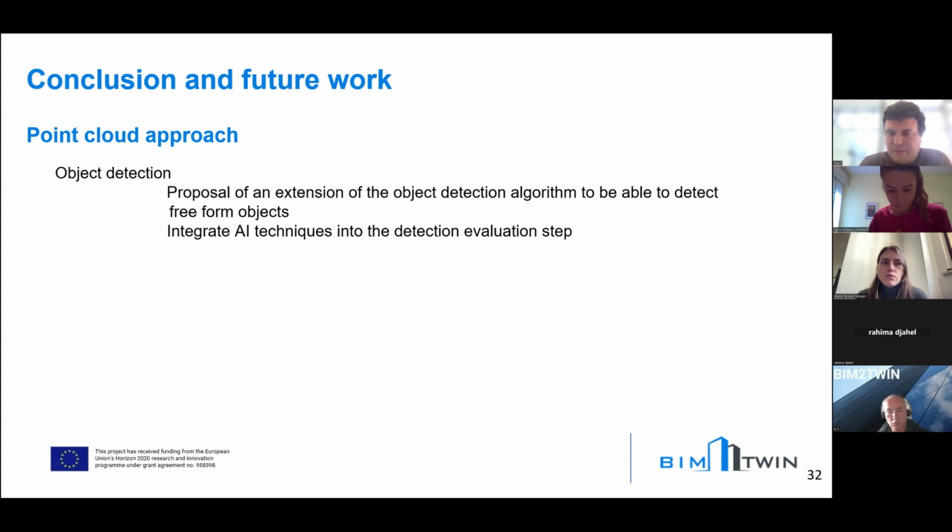For the point cloud approach, our current version of object detection is able to detect columns, walls, slabs, and stairs. We want to propose an extension of this version to be able to detect any free-form object. We also want to integrate AI techniques into the detection evaluation step. When we detect the object, we need to check if the object corresponds to the as-designed element of the model. So we want to integrate AI techniques in order to make a good decision about that.